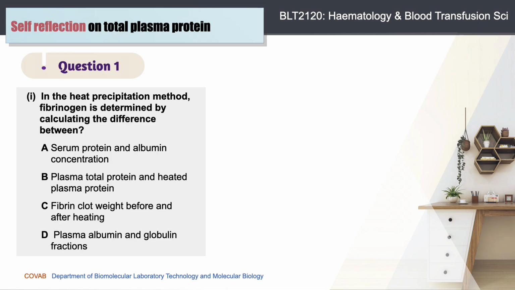Let's have some self-reflection questions. Question 1. Heat precipitation method. Fibrinogen is determined by calculating the difference between what? A, serum protein and albumin concentration; B, plasma protein and heated plasma protein; C, clot weight before and after heating; D, plasma albumin and globulin fractions. Our answer is going to be B. Plasma total protein and the heated plasma protein.